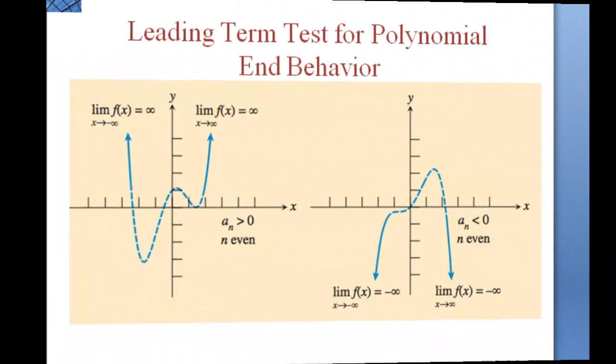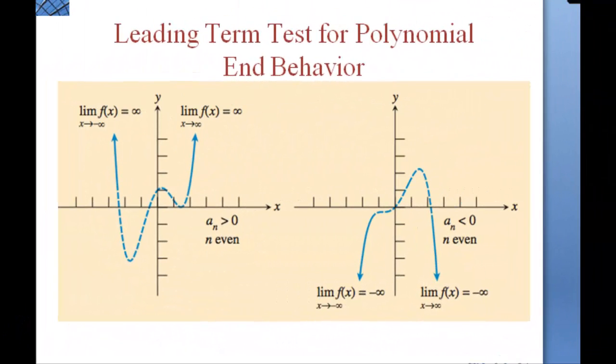If we have an even exponent, then the ends of our graphs will be going in the same direction. So if our leading term is positive, both ends will be going up to positive infinity, and if our leading term is negative, both ends will be going to negative infinity.